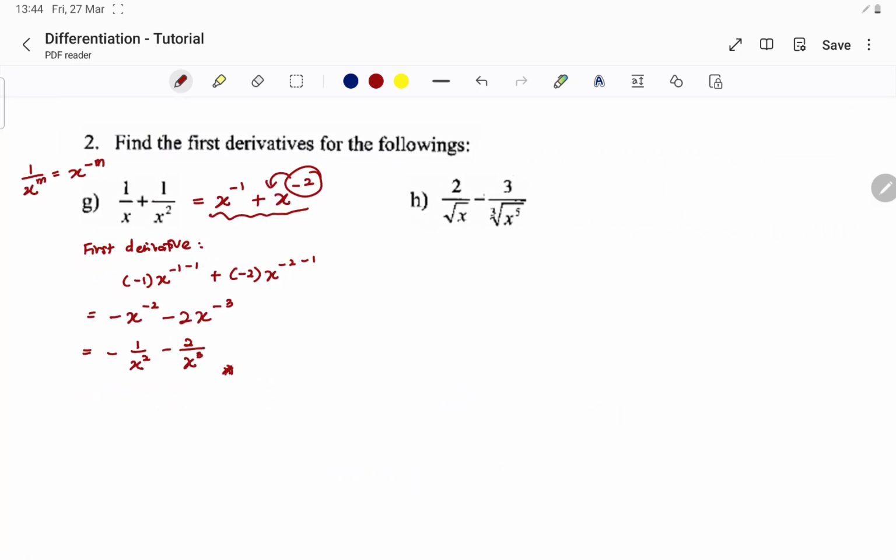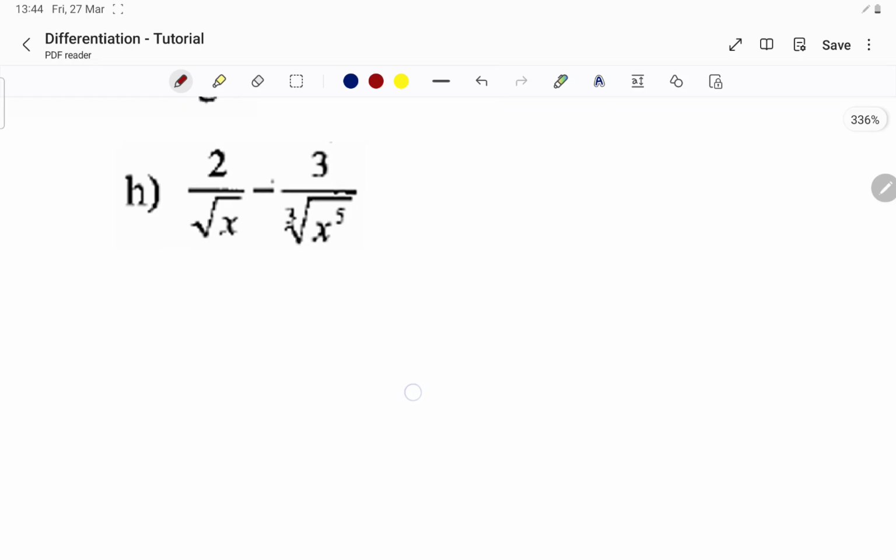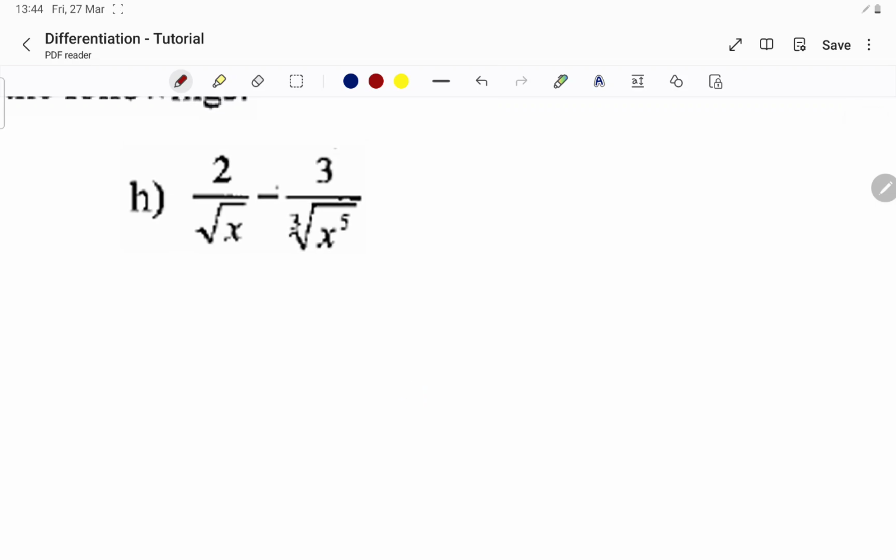Now we proceed to question H. This one is also similar. Remember when I told you, when you have a fraction, and then you have a square root or a cube root or a root, you have to go through the first topic where we learned index, the rules of index. Why? Because it's easier for you to solve if you use this. So you change first.